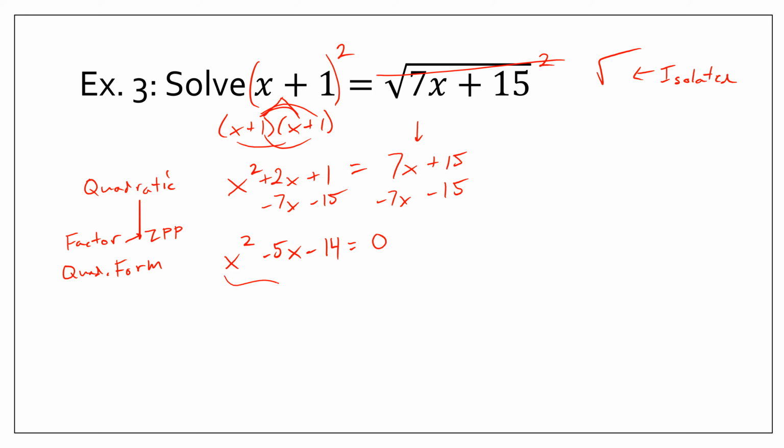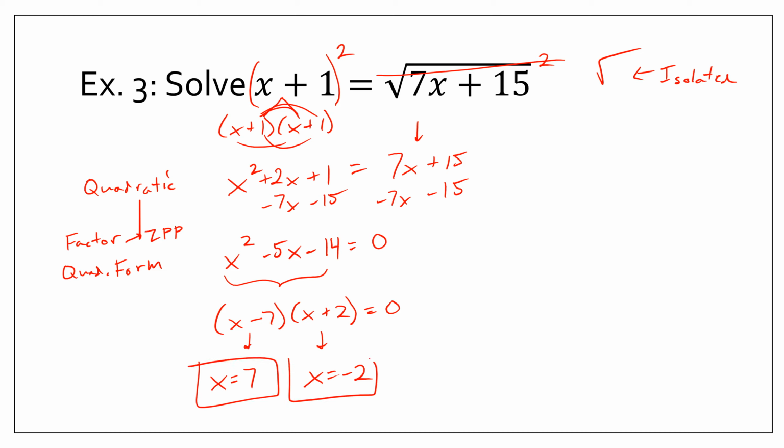And as it turns out, this does factor into x minus 7 times x plus 2. If you need a refresher on how to factor, this is not the video for it. I'm not going to waste your time. Go back, watch like 4 point, I don't know, something to see how to factor. The point is, now I'm using the zero product property. From this factor, x would equal 7. From this factor, x would equal negative 2. So it looks like I have two answers, but we need to check.